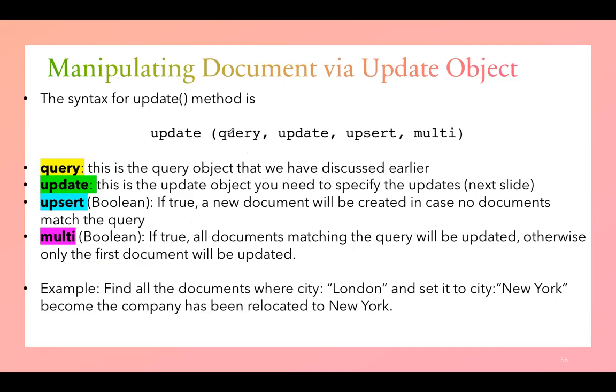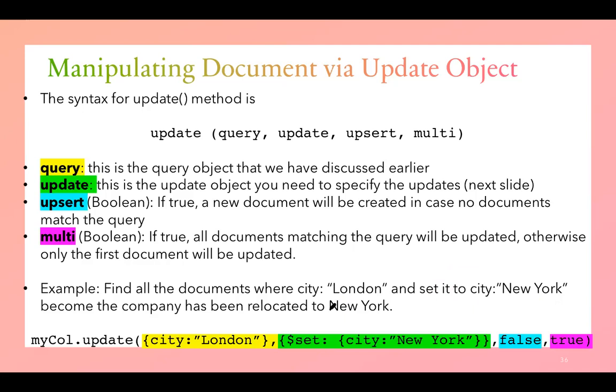So this is the query example. Find all the documents where city is London, and set the city, which means you have to update all the documents where city equals London, to update the city field to New York. Why? Because the company has been relocated to New York. That's why you have to update, right?